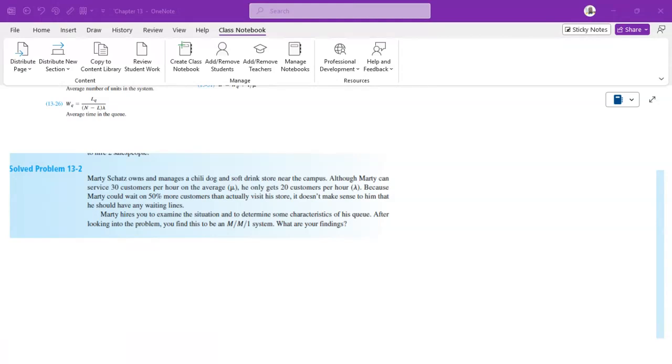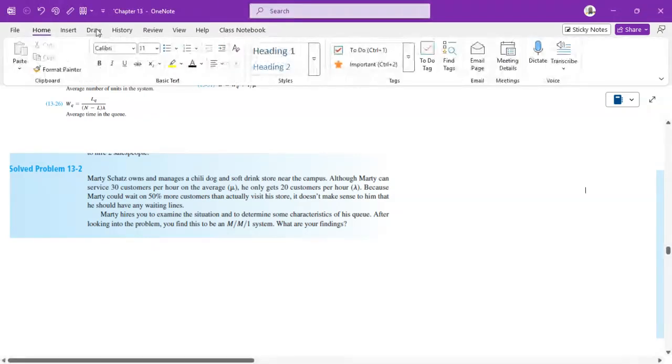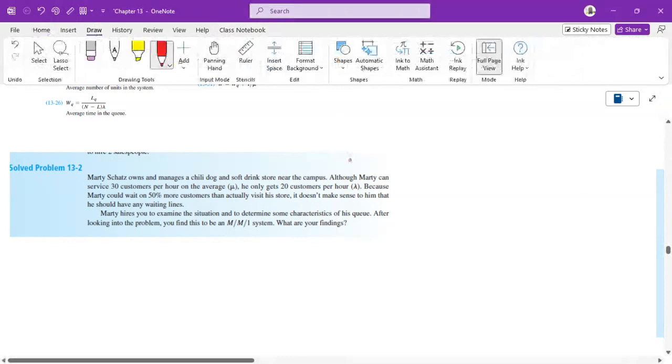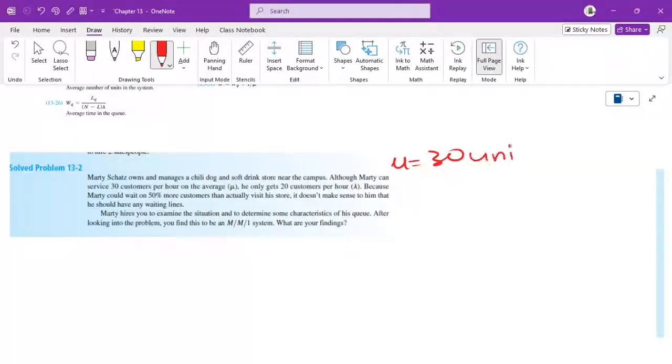Whenever you are servicing something, as you know from the formulas, this is the symbol of servicing, so that is 30 customers. So the units are important in this case. It's 30 units that you are able to service per hour.